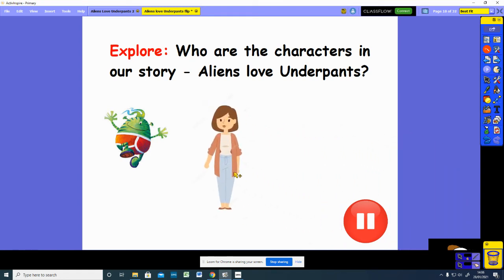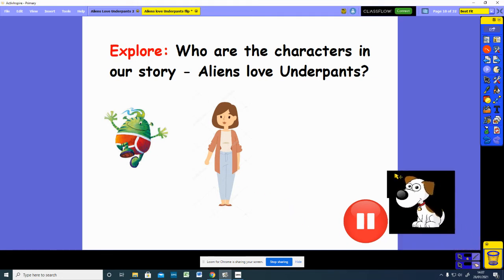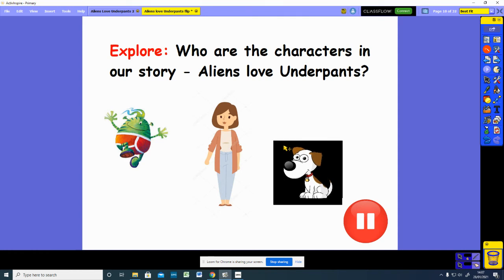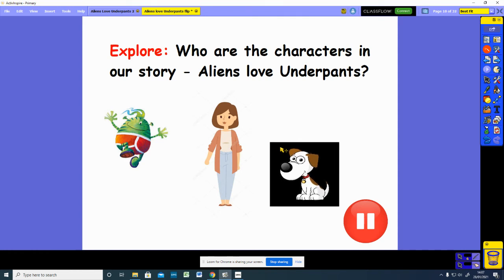Another character in the story is Mum. Mum isn't in the story for very much. She's just hanging out the washing, and then she runs away from the aliens. But she is in the story. She is a story character. Finally, I've got a picture of the dog. Do you remember the neighbour's naughty dog? The neighbour's naughty dog, we don't find out his name, but he is a character in the story. Well done if you got any or all of those correct.